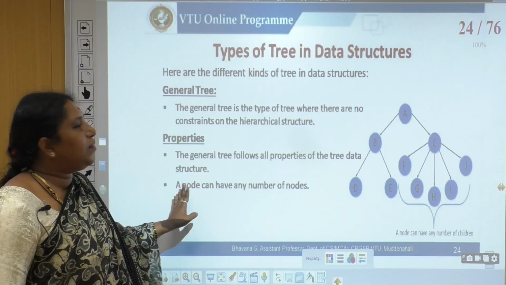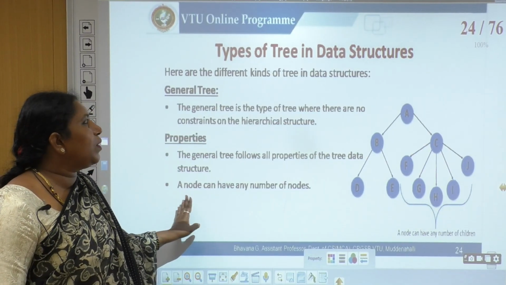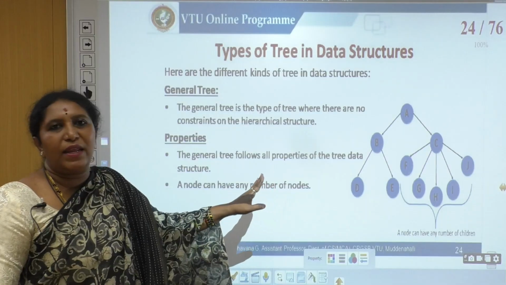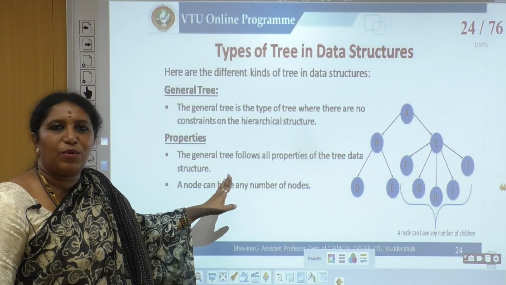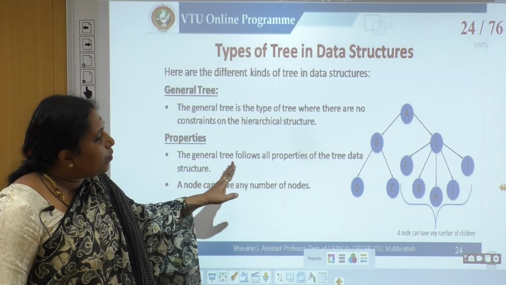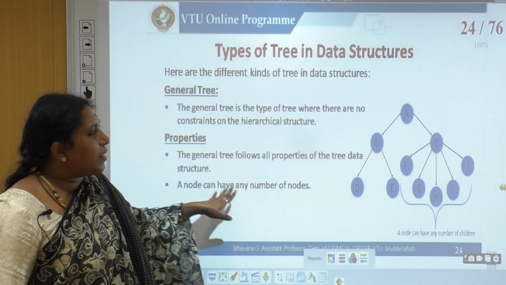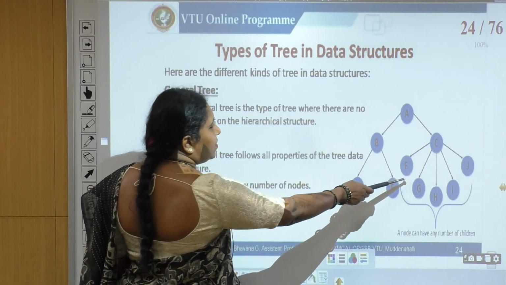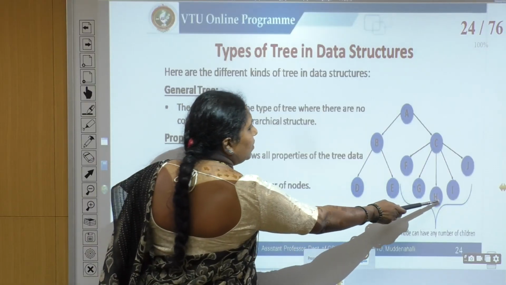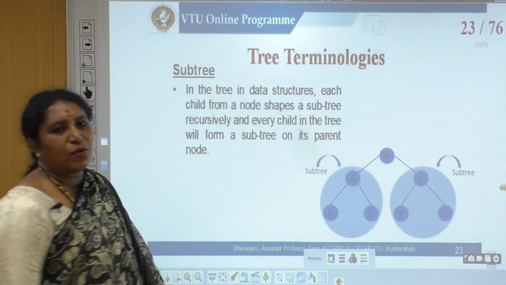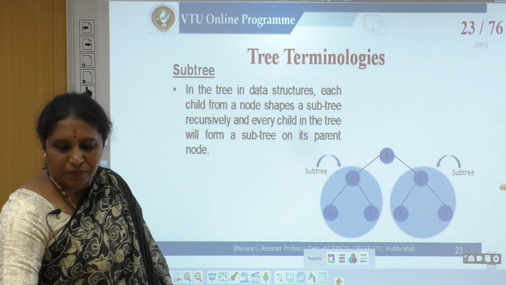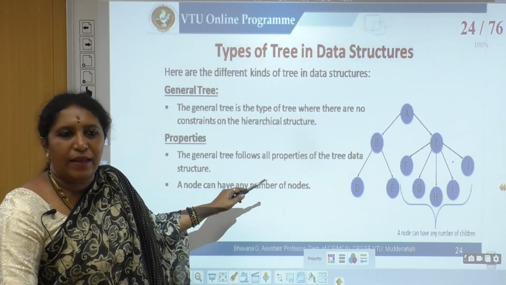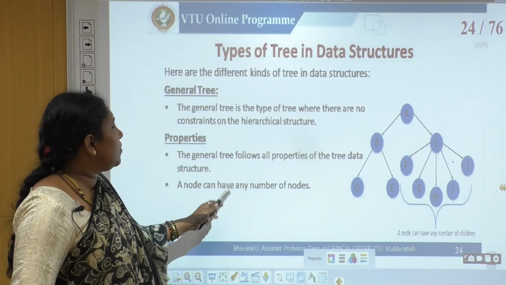The general tree is a type of tree where there are no constraints on the hierarchical structure. No constraints in the sense you can have any number of parent nodes, any number of children nodes, any number of ancestors, siblings. As you can see here, C1 contains any number of leaf nodes, 1, 2, 3, 4, 5. So there is no constriction in the hierarchical structure. That is the general tree.